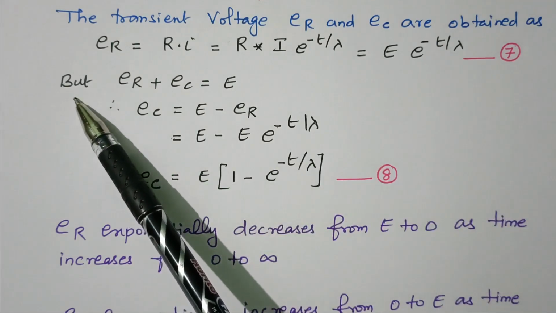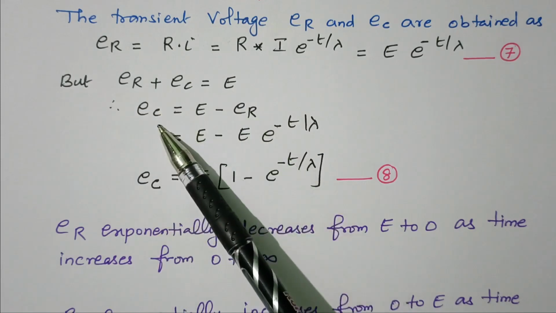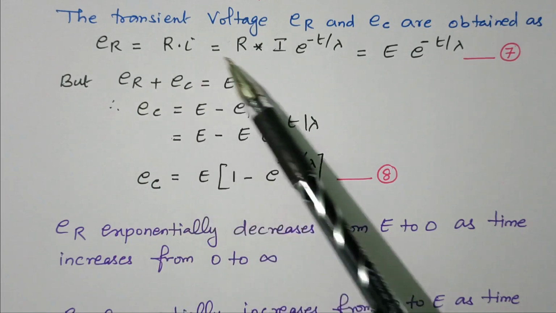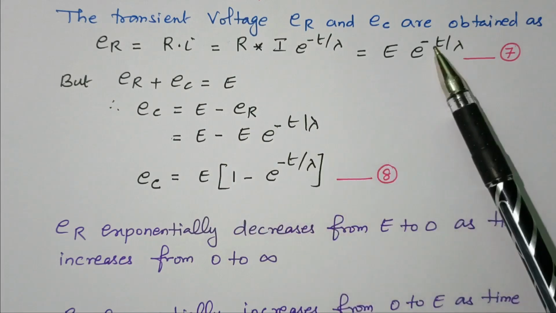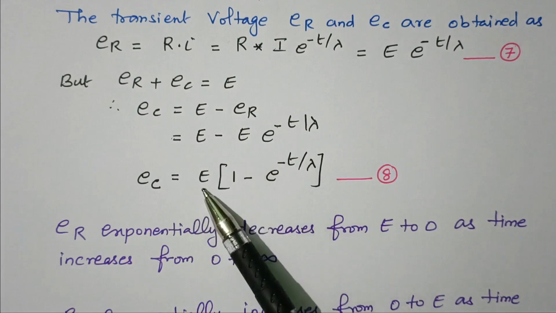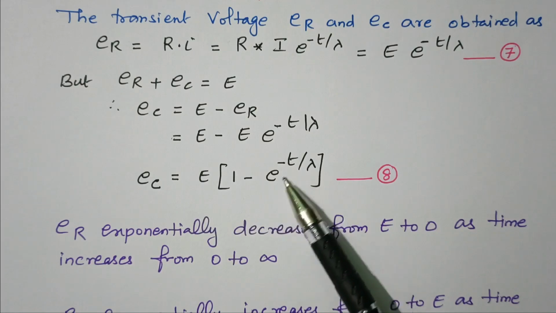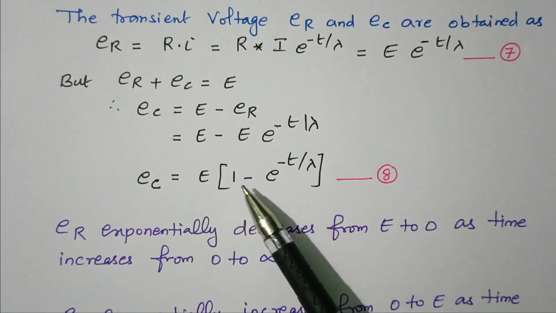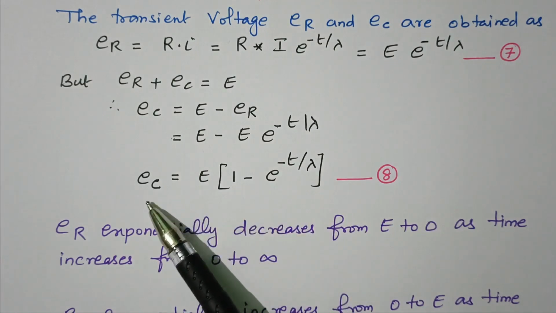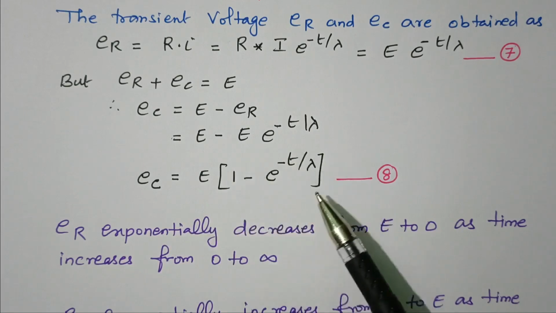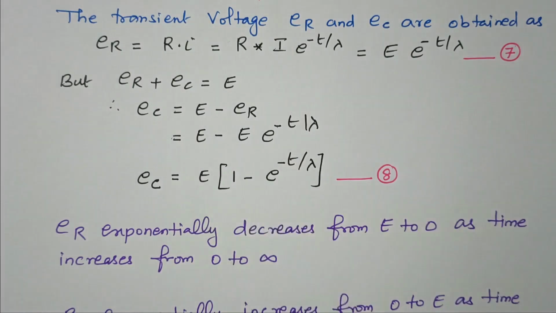In order to find the voltage across the capacitor, ER plus EC equal to total voltage E. So EC equal to E minus ER. ER is nothing but E e power minus t by lambda. Take E outside, so that E into 1 minus e power minus t by lambda. This e power minus t term is decreasing, but with 1 minus, it becomes increasing. So the voltage across the capacitor is increasing, which we can easily understand from the equation, right?